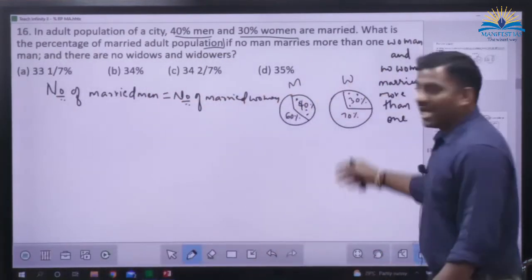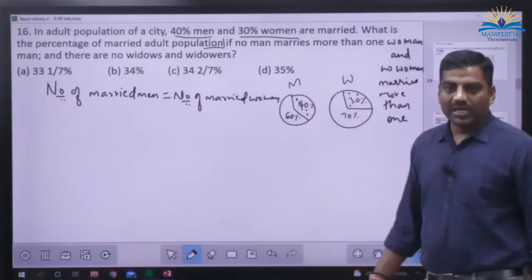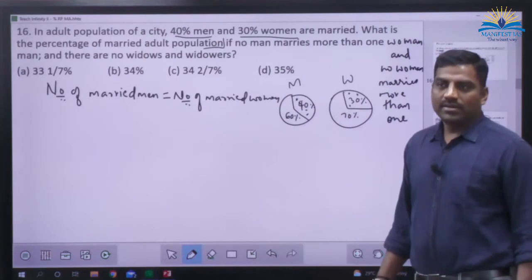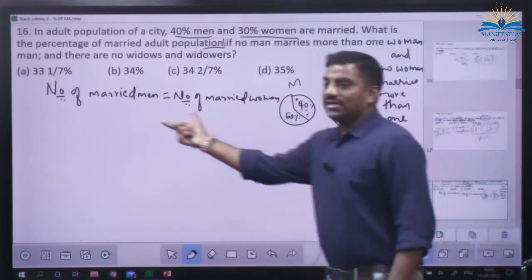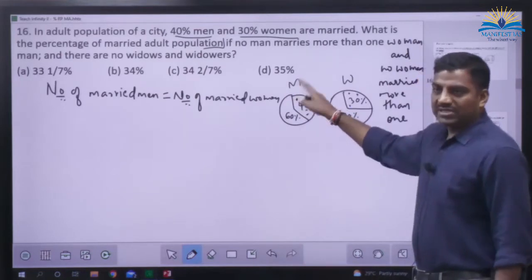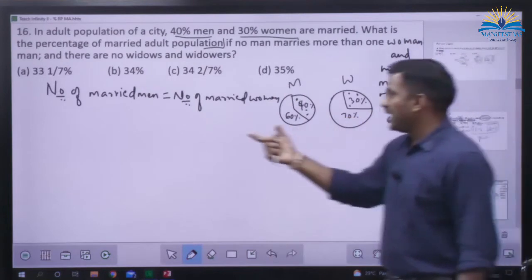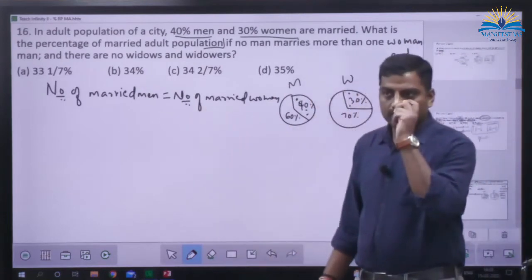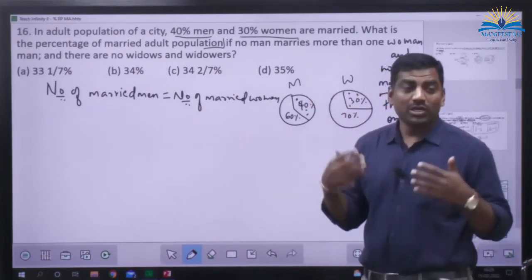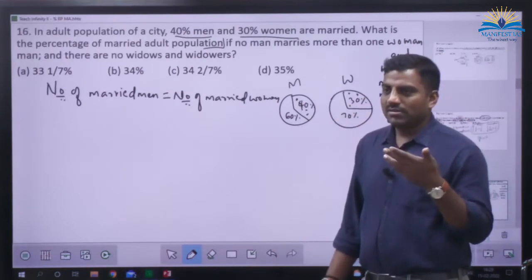Then, if M is the population of men and W is the population of women, then how do we write this equation? If M is the total population of men and W is the total population of women, how do you write this equation? Tell me, no, loudly. I'm closing my eyes. I want to hear. Loudly.